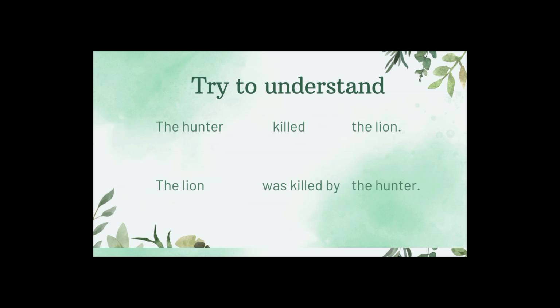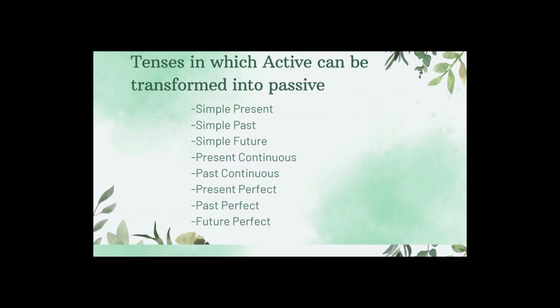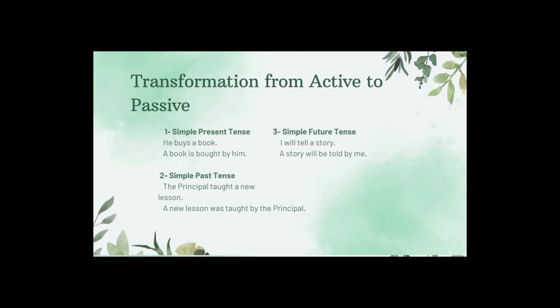Now, before going to the other part, first of all, it is important to understand the tenses in which you may transform active voice into passive voice. You can transform active into passive in simple present, simple past, simple future, present continuous, past continuous, present perfect, past perfect, and future perfect. Now, how this transformation takes place will be explained to you.